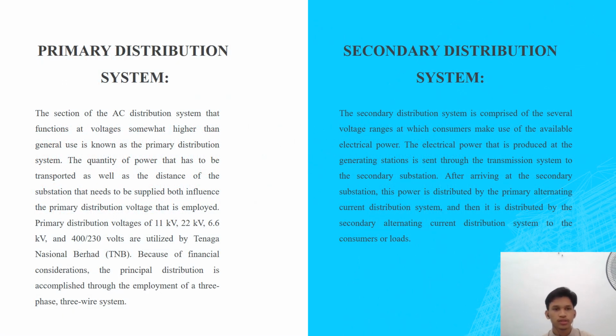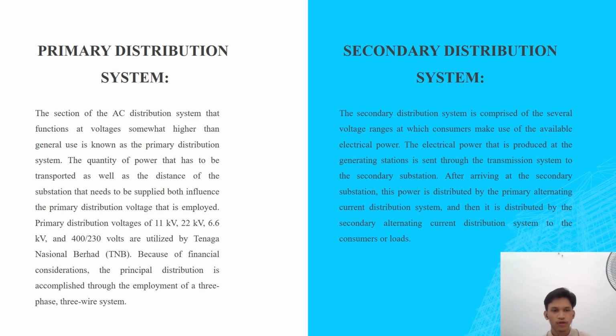Primary distribution system. The section of the AC distribution system that functions at a voltage somewhat higher than general use is known as a primary distribution system. The quantity of power that has to be transported, as well as the distance to the consumers that need to be supplied, both influence the primary distribution voltage that is employed.